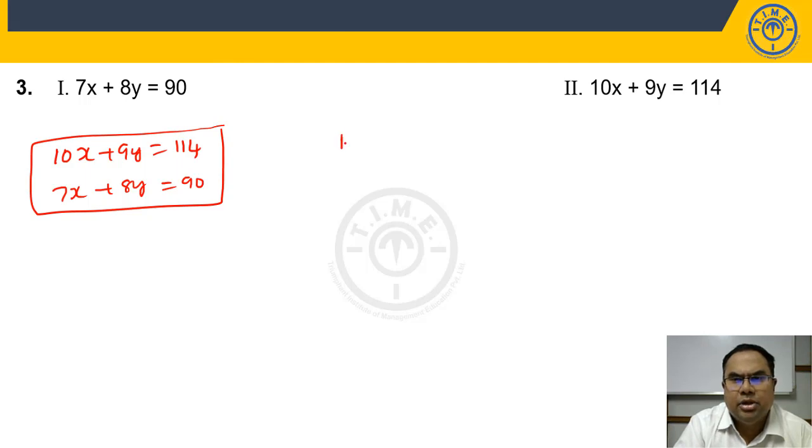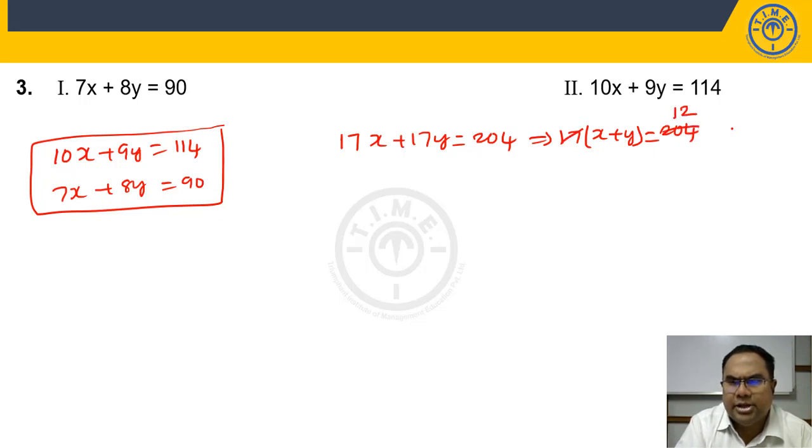Add these two. 17x plus 17y is equal to 204. If I take 17 common, x plus y is equal to 204 by 17. 17 goes 12 times. So x plus y is equal to 12. If I subtract the first equation from the second equation, 10x minus 7x is 3x, 9y minus 8y is y, 114 minus 90 is 24.